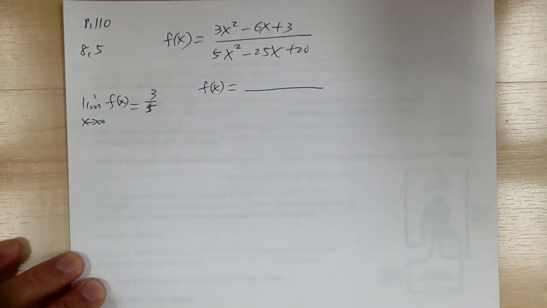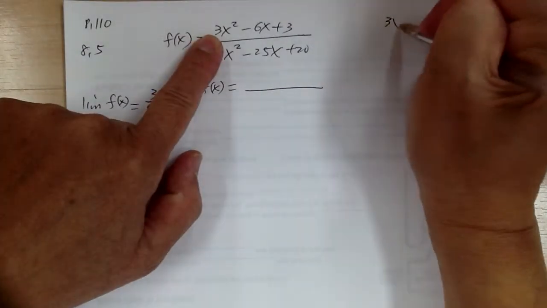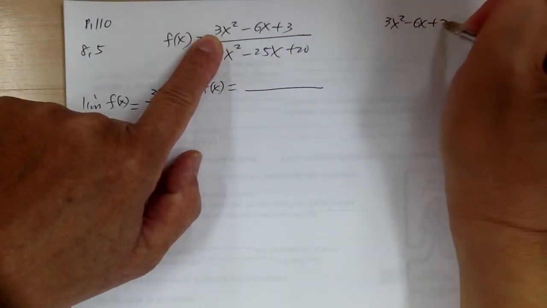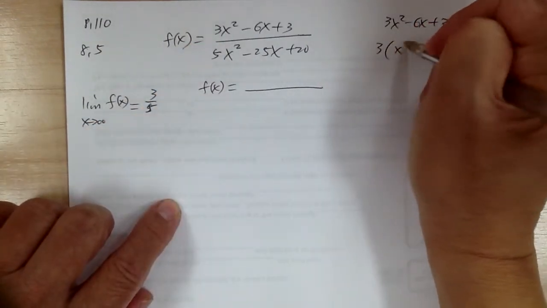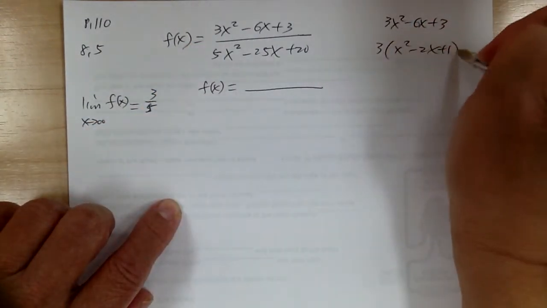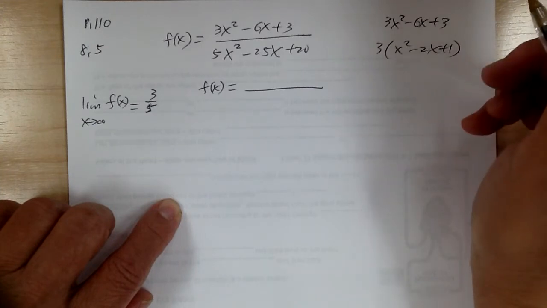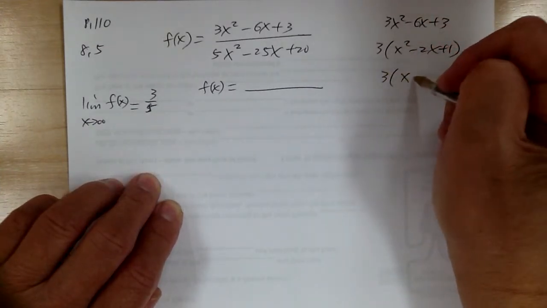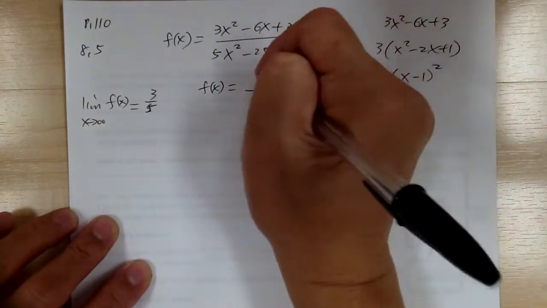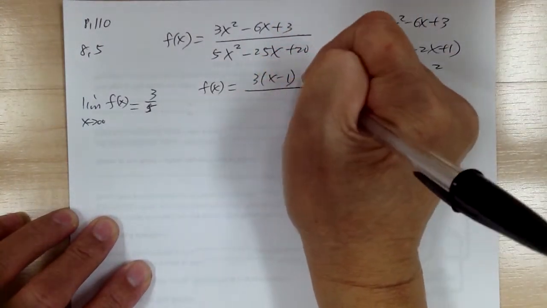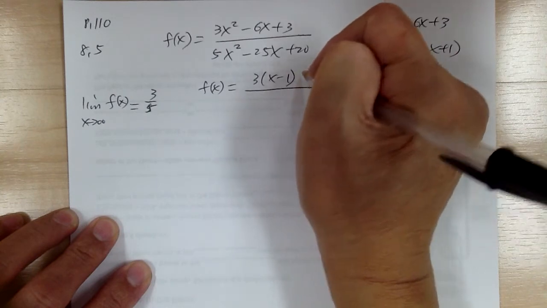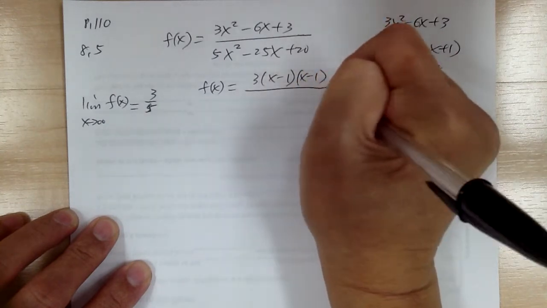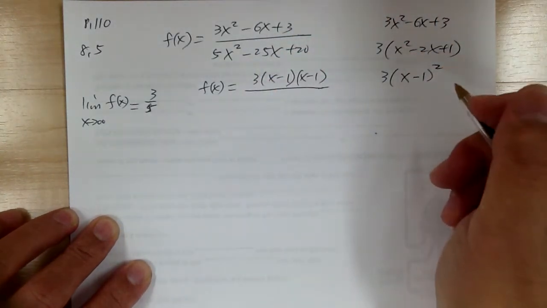Let's go up to the side. So 3x squared minus 6x plus 3. First you can factor the 3, and then you're going to get 3 times x minus 1 squared. I'm going to write it out 2 times because I have a feeling we're going to cancel things out.